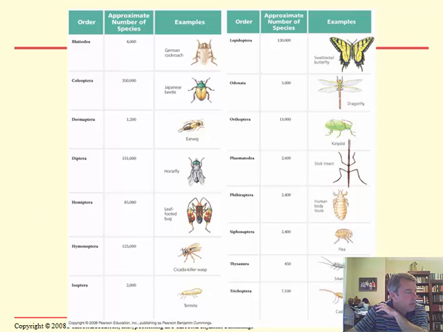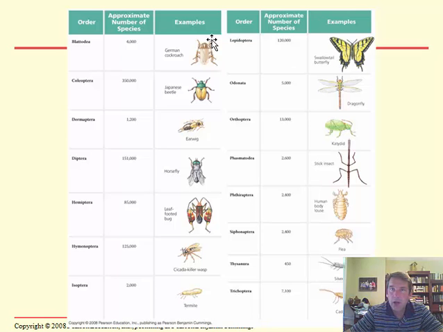We have the Orthoptera, which includes the crickets and grasshoppers. We have the Odonata. Odonates include the dragonflies. We have the Hemiptera. Those are a group of true bugs. A number of different types of bugs fall into the Hemiptera group. Coleoptera are the beetles, the largest group right here. It should be about 400,000 to 500,000 different species of beetles.